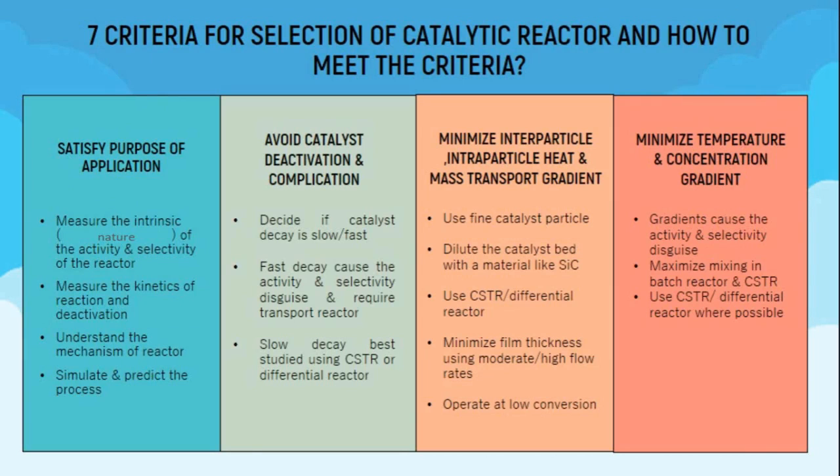So we know the types, the classification of the catalytic reactors. Now we have to know the criteria of reactor that we should use and how to meet the criteria. So the first criteria is the reactor must be able to satisfy the purpose of application. After we study the reaction that we want, next we have to measure the intrinsic or nature of the activity and selectivity of the reactor.